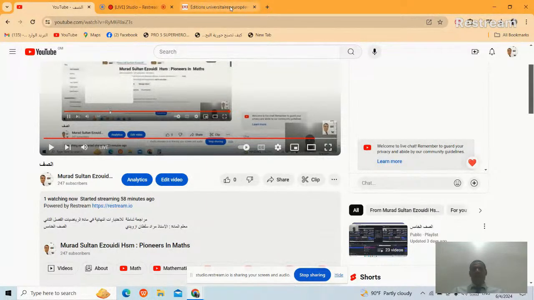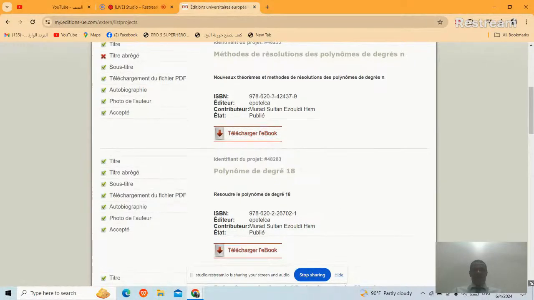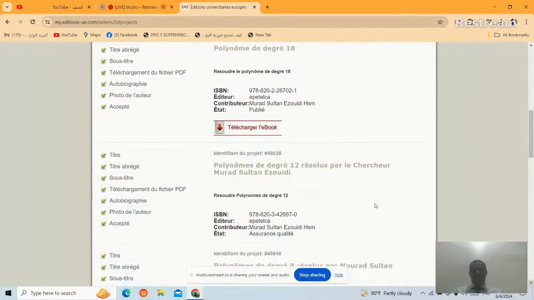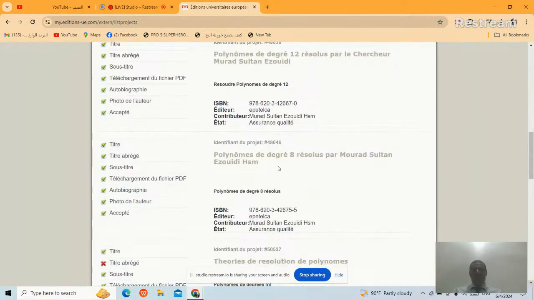Therefore, I also have polynomial to the power 18. You see, solving polynomial to the power 18, and this is the book. Also 12, this one is 12. And this is polynomial raised to the power 8. So in fact, it's a booklet of research of Mourad Sultan Ezouidi.